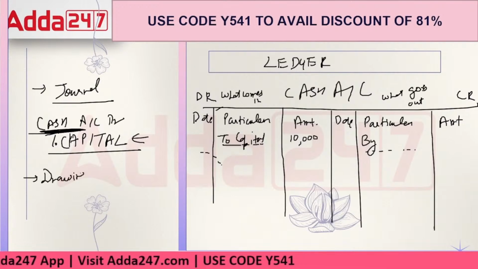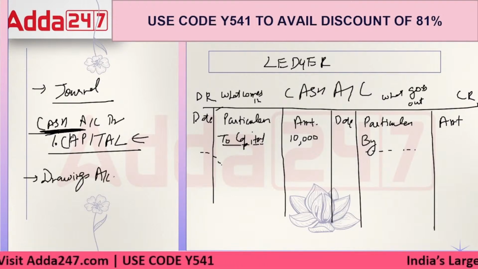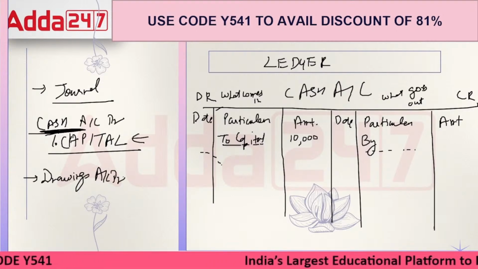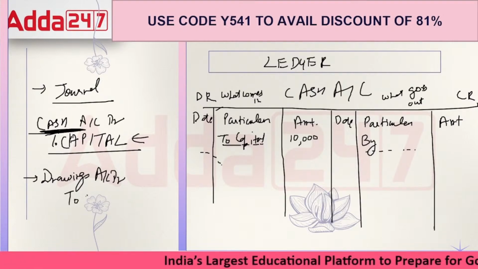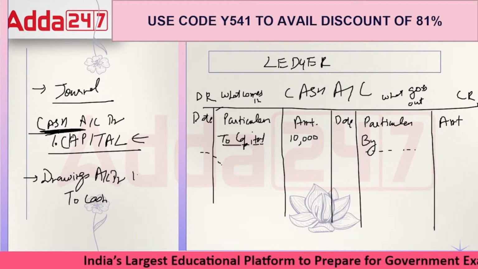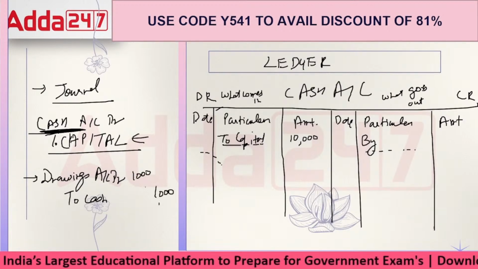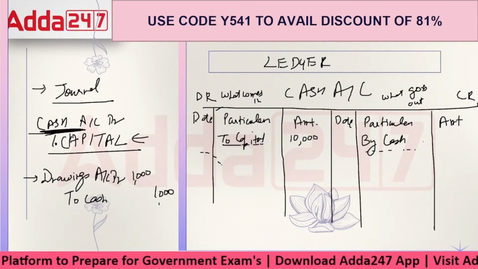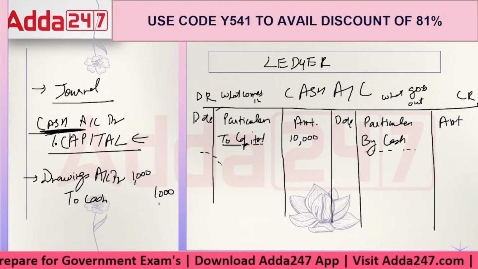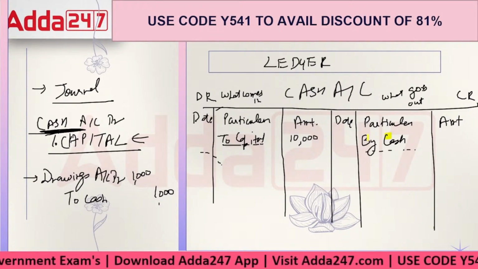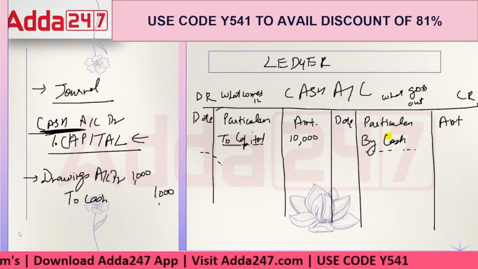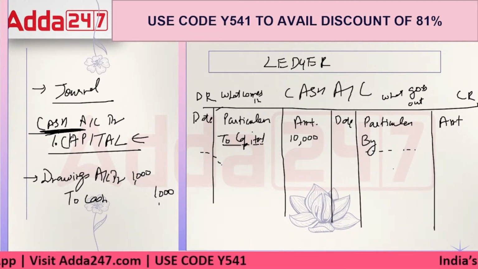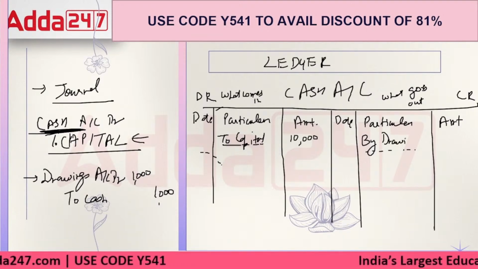The next point is, if I lose money because I withdrew money, that is basically the drawings account debited. D for drawings, D for debit, it is always on the debit side. If I take the money out of the business, then drawings to cash, that is of rupees 1,000. I withdrew 1,000 rupees from my business. So then what are we doing? It is by cash, this would be by drawings.